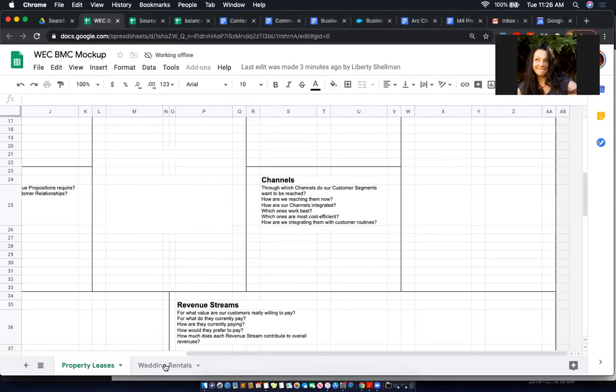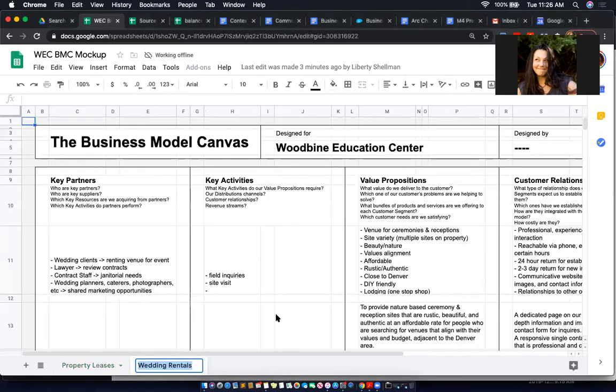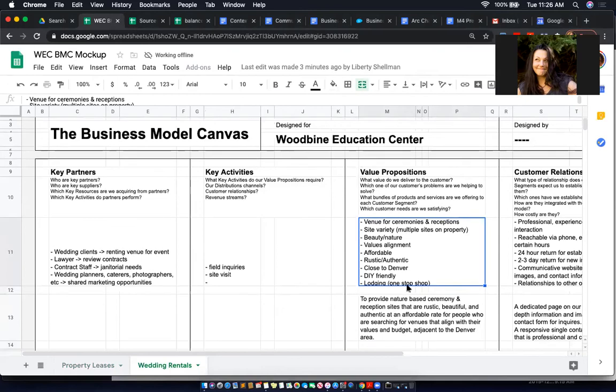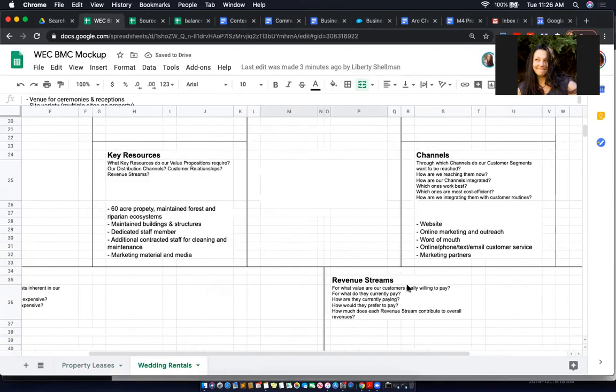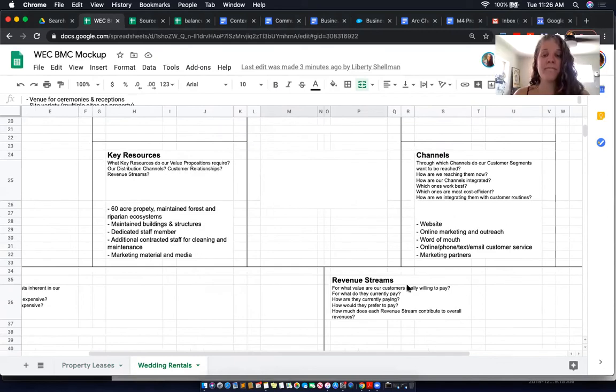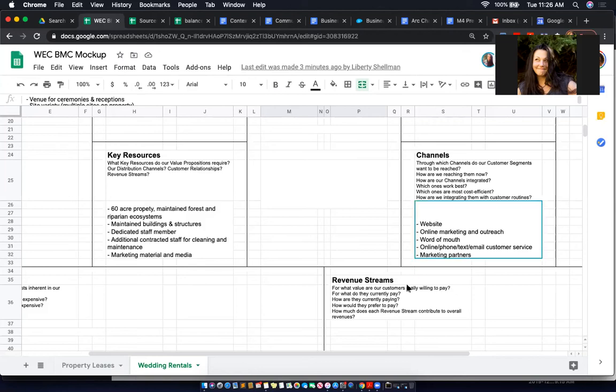And then I also put our marketing partners because when I was working on the section around key partners, I realized that we could have shared marketing opportunities with other entities. And so under channels I put that our marketing partners might be additional channels. So I took it to mean how we were going to be communicating to the world and reaching our audience.